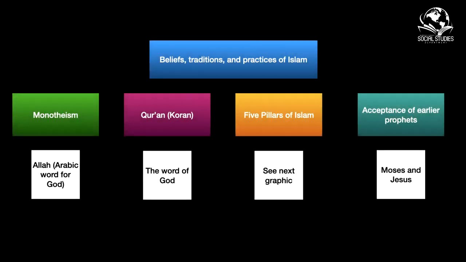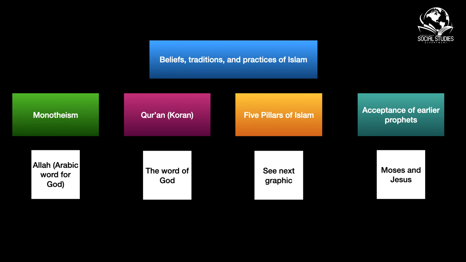Okay, so these are the key beliefs, traditions, and practices of Islam. First off, monotheistic. We already talked about that. The word Allah, it's not a different God. It's just the Arabic word for God. Muslims speak Arabic. So Allah means God, the same God that Christians and Jews also worship. Then we have the Quran. That is the word of God. So Muslims believe that this book has the actual words of God. And remember, Muhammad dictated this to others who could read and write where he couldn't, but he had these dreams, so he wanted them documented.